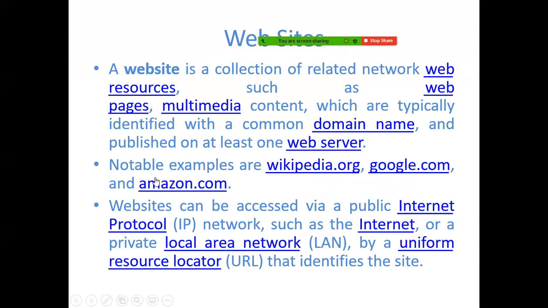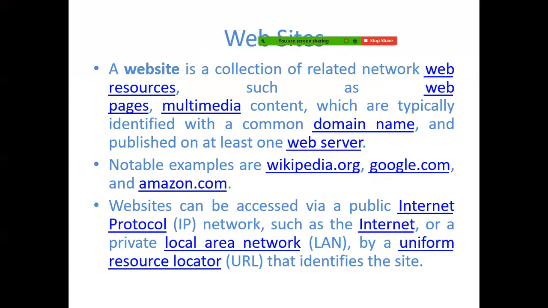So what is a website? It is a collection of web resources like web pages and multimedia content, which are typically identified with a domain name and published on at least one web server. Examples are Wikipedia, Google, Amazon. Lakhs, billions of web pages and web servers are there.